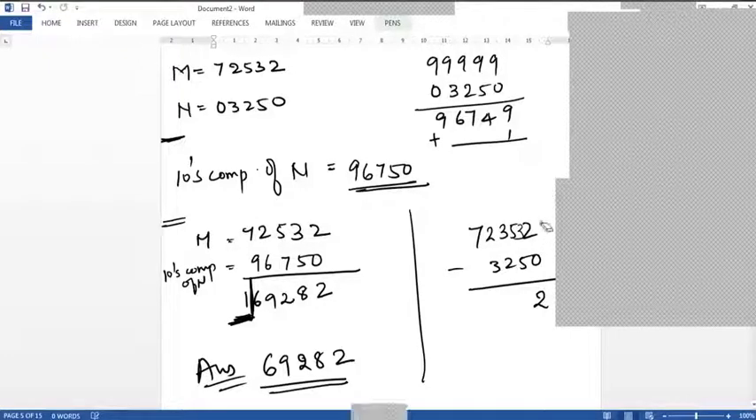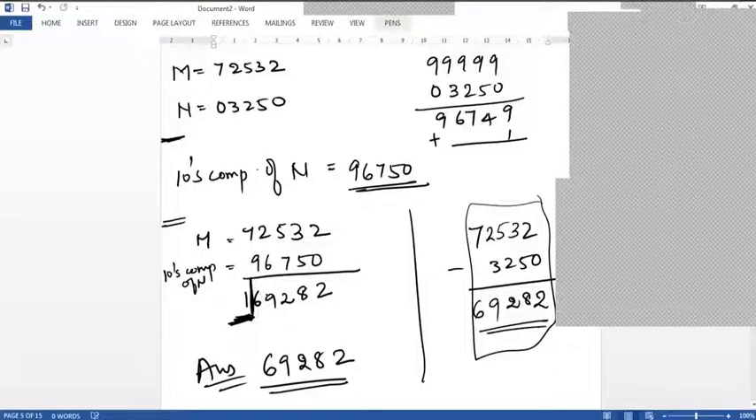मैंने कुछ गलत लिखा, 72532. It's not 7. Yes. So answer is same. Fine. So this is the normal borrow वाली procedure that we do. हाँ वहाँ पे +1 क्यों किया? हाँ +1 किया बेटा. दिस इज 9th कॉम्प्लीमेंट.